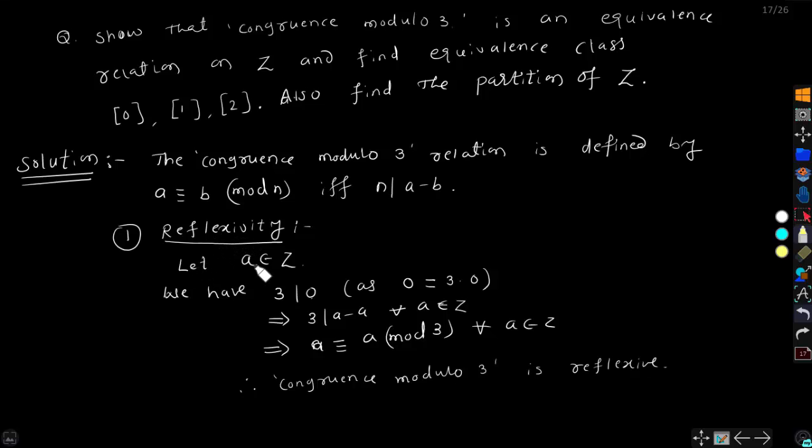For that, let a belong to Z. We have 3 divides 0, because 0 can be written as a multiple of 3. So 0 is equal to a minus a. So 3 divides a minus a, that is, a is congruent to a modulo 3. This holds for all a belonging to Z. Therefore congruence modulo 3 is reflexive.